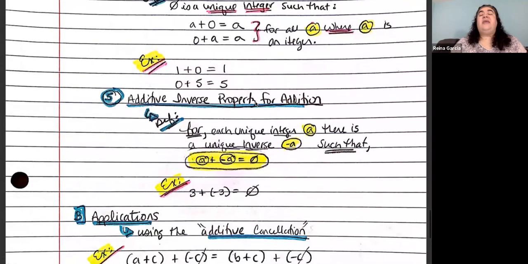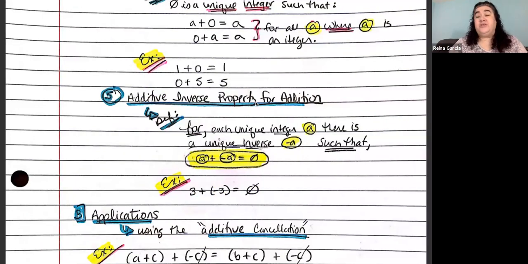Last but not least, we have the additive inverse property for addition. And this is where we explain all those little notes and highlights that I've done so far, okay? The additive inverse property for addition is defined as, for each unique integer a, there is a unique inverse, negative a, such that a plus negative a will make a 0 pair. We talked about it when we were doing 0 pairs. I mentioned it when I showed you the measurement model of adding integers, where we saw when we were adding integers of different signs.